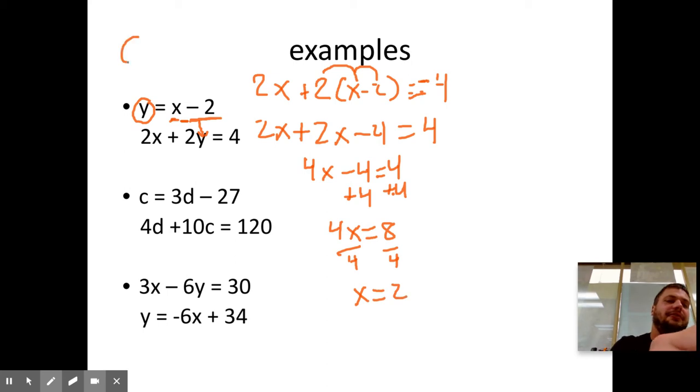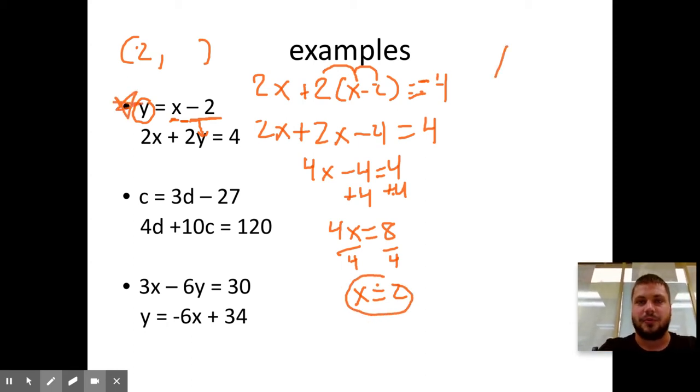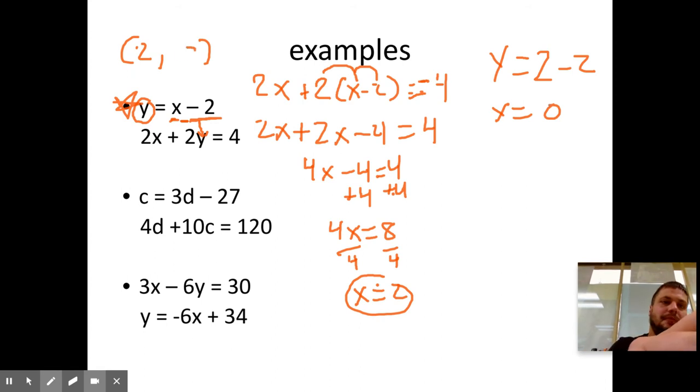So my answer is 2, comma something. I always want your answer to be in this form of a coordinate. Now I'm going to solve for y. If I want to know what y equals, it makes sense to go to the equation that says y equals. So y equals x, which you know to be 2, minus 2. So y is 0. 2 comma 0.